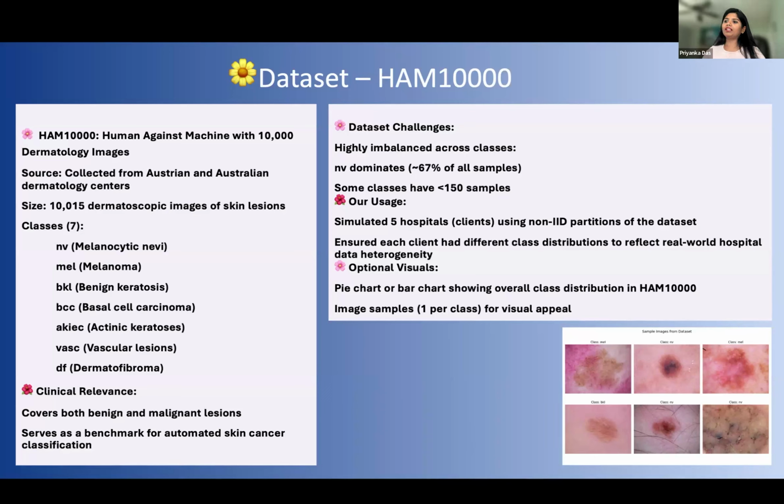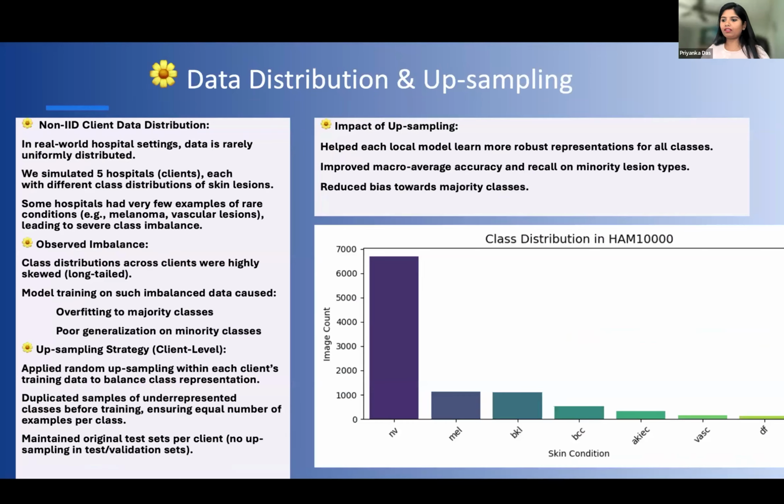One major challenge is class imbalance. The NV class dominates with nearly 67% of all images, while some rare classes have fewer than 150 samples. To simulate a real world federated setup, I divided the dataset into five clients. On the right side, you can see some sample images from the dataset. This gives a visual sense of the diversity in skin lesion appearance across the dataset. Here I'm again showing you, as I already discussed, that the NV class has almost 65% of the data.